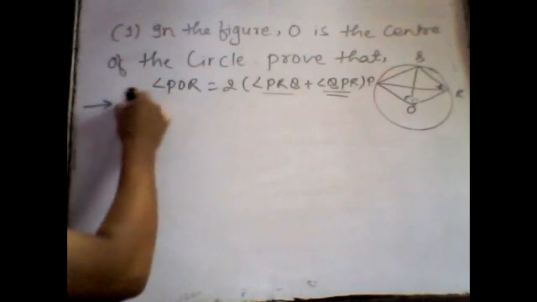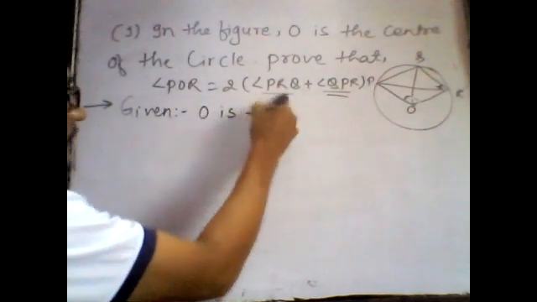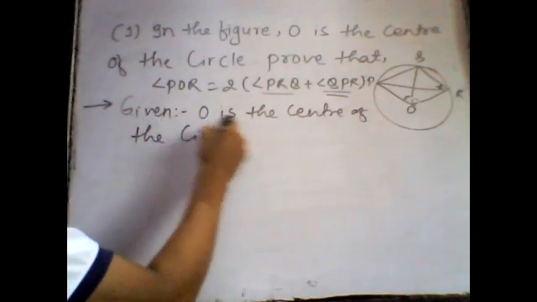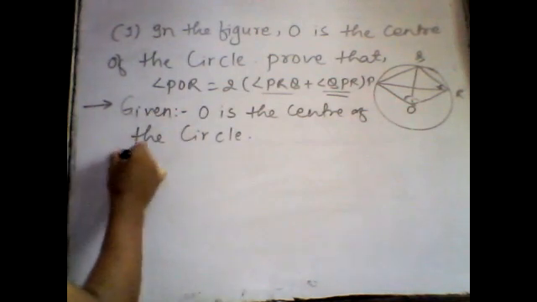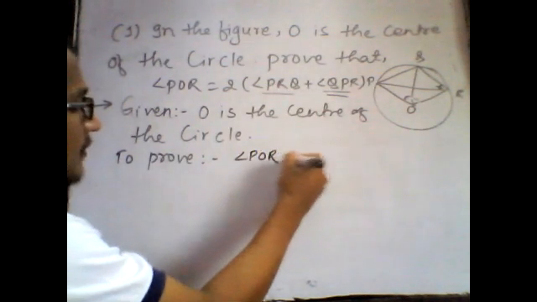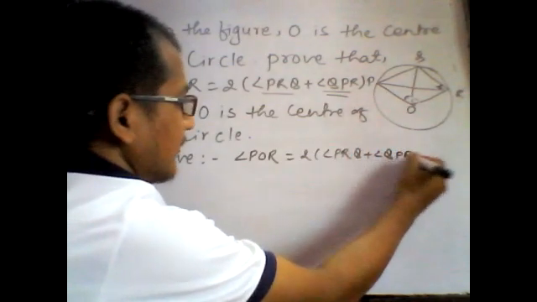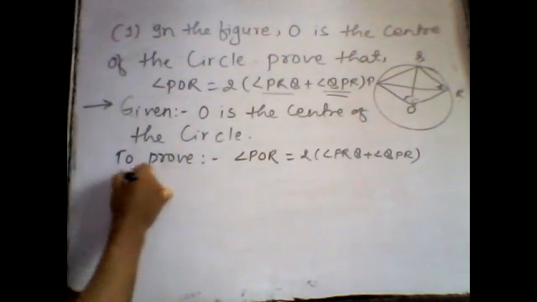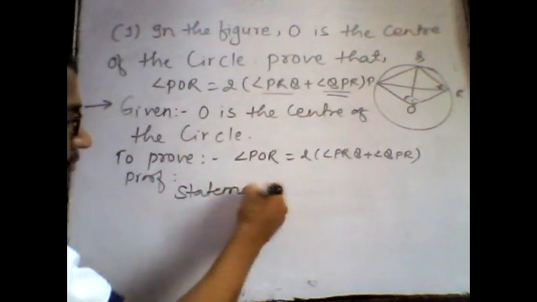So now let's start. What is given in the question? O is the center of the circle. Always remember the given, to prove, and sometimes we need construction also. Now what do you have to prove here? To prove angle POR is twice of angle PRQ plus angle QPR. After analysis of the figure, you can write directly statements and reasons. We do not need any construction here.